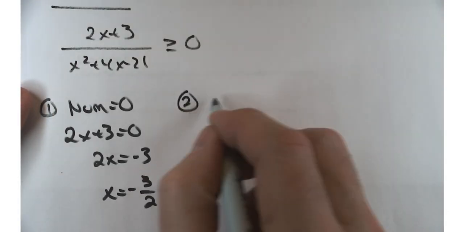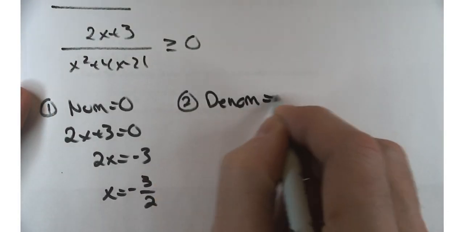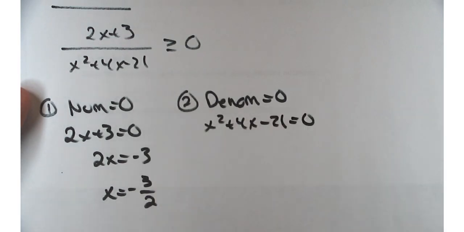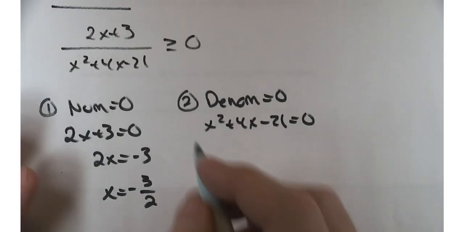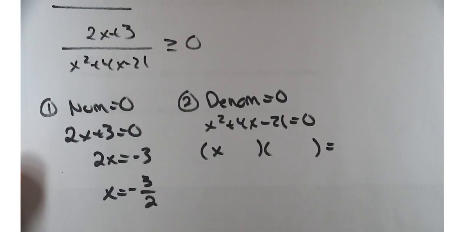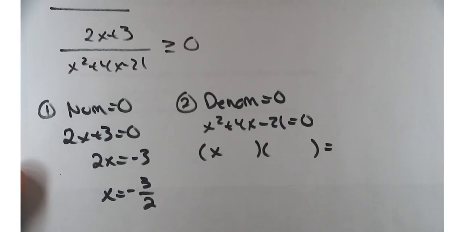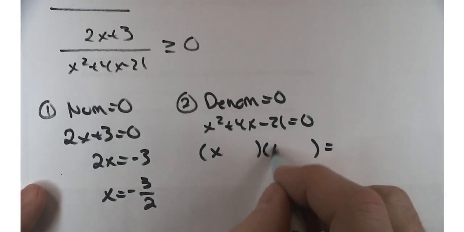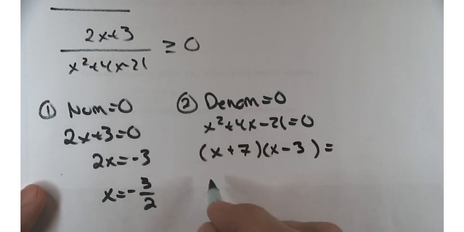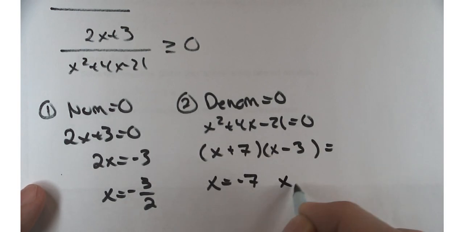Then I need to know where the denominator equals 0. So that's going to be x^2 + 4x - 21 = 0. Suggestions? Should we pull out the quadratic formula for that one? No? Can factor it. Yeah, we can factor it. Factoring is your first choice. So, let's see. How's this one going to factor? (x + 7)(x - 3). Good. So that gives me 2 solutions, negative 7 and positive 3.